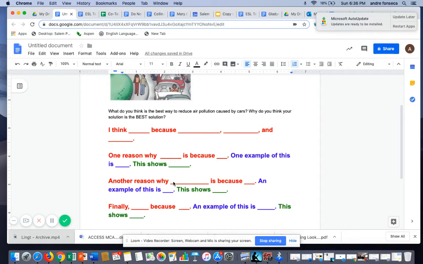Another reason why walking or taking public transportation is the best solution is because when you walk, that's something that's not only good for the environment, but it's good for you. An example of this is when you're walking from your home to school or to work, you are exercising your body. You are moving, you are taking in fresh air, you're getting your heart rate up. All these things are good for your body and you're not polluting.